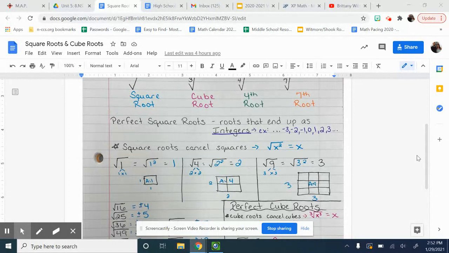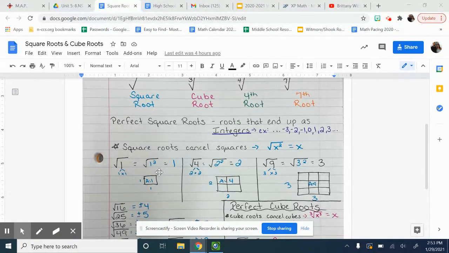Square roots cancel your squares. So the square root of x squared, well, x squared is x times x. The square root of that is x. You're trying to figure out what number times itself you used to get to that number. So the square root of 1, we've written it out for you, is really 1 times 1, so 1 squared. The square root of 1 squared, your square root symbol and your squared cancel out, and you're left with 1.